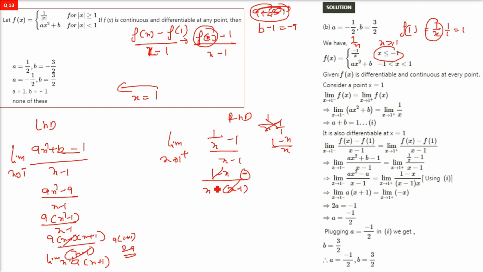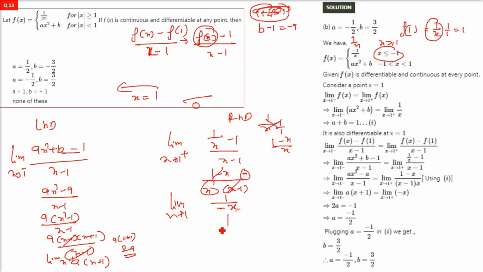Because these are not the same. You have to have multiplication by negative, then only you will get it. So you get minus 1 by x. Now apply the limit x tends to 1. In place of x, replace it by 1. You get 1 by negative 1, that is negative 1.